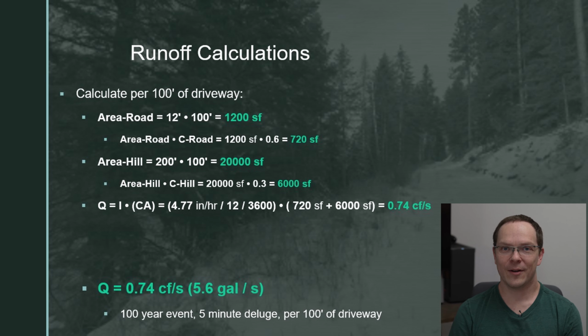At the end of the day, we get 0.74 cubic feet per second per 100 feet of driveway. And that's like 5.6 gallons per second. I mean, you think about it, that's a lot. That's a big 5 gallon jug every second coming through some point.